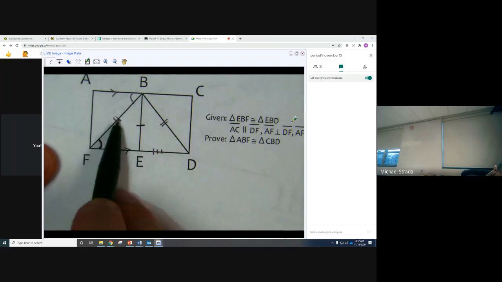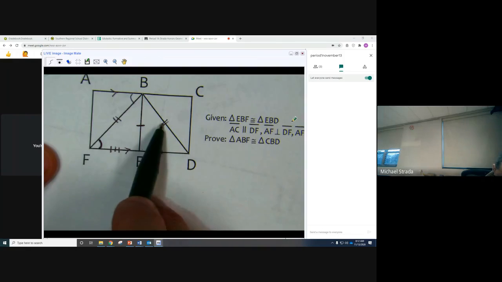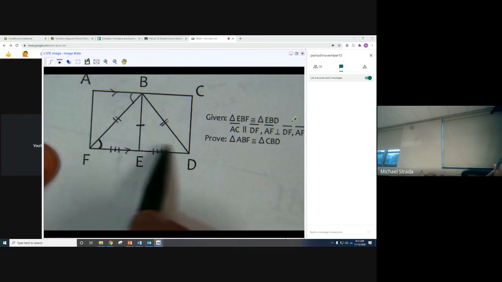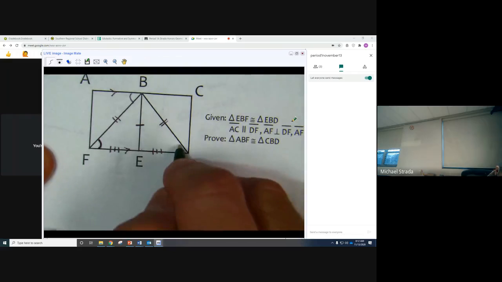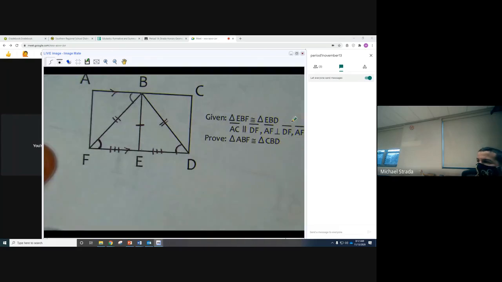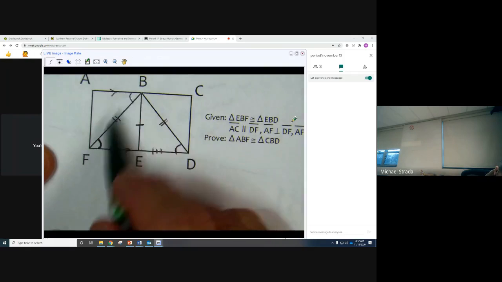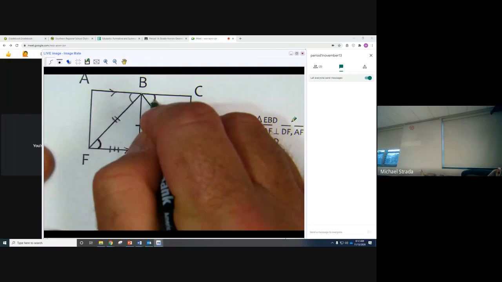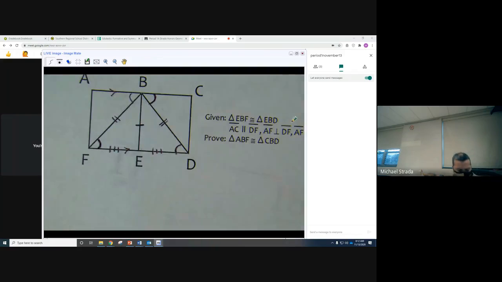If those sides are congruent, it's an isosceles triangle, then these angles are also what? Congruent. Everybody good with that? And by the same reason those are congruent, that's going to be congruent by alternate interior angles.